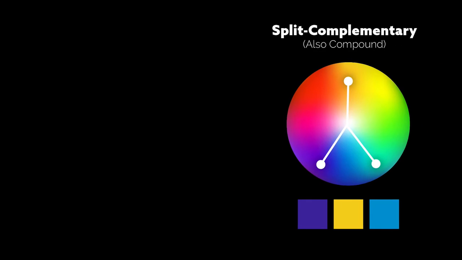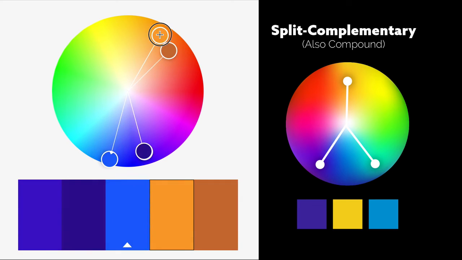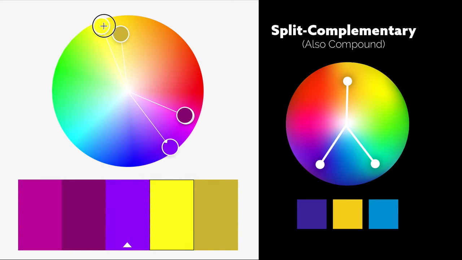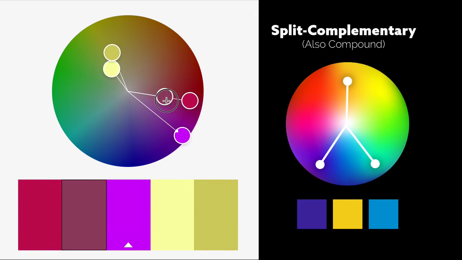Split complementary, or some use the term compound harmony, is the same as complementary colors, but with one hue splitting into two nearby colors instead. What this does is make one color less dramatic, giving you an easier color palette to work with, a little bit less contrast than pure complementary colors.